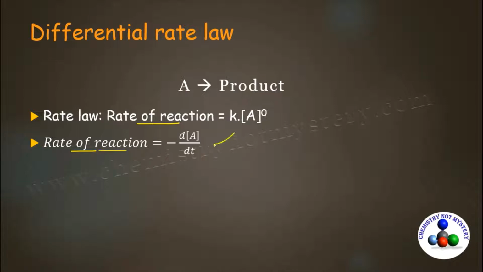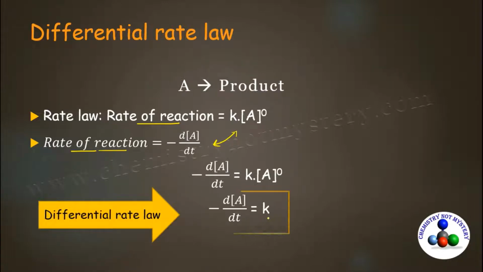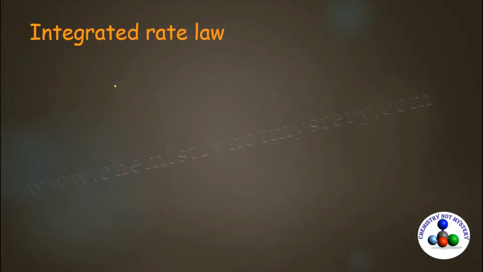So we can equate these terms and you will get another equation, minus dA over dt is equal to k times reactant concentration raised to the power 0. And when you solve this equation, you will get minus dA over dt is equal to k. And this is the differential rate law for zero order reaction. When you integrate this differential rate law, you will get integrated rate law. So let's integrate this differential rate law.